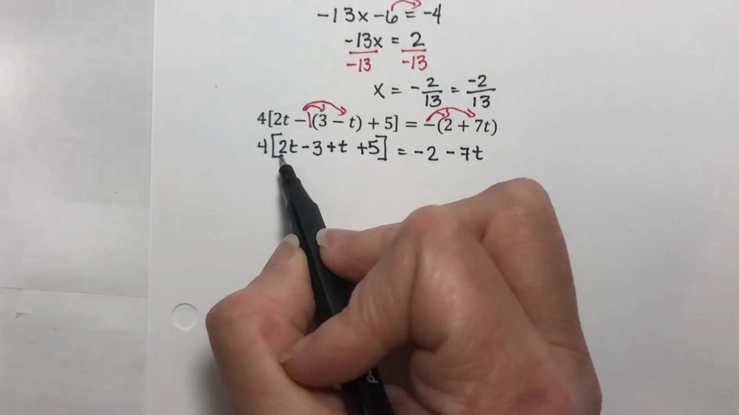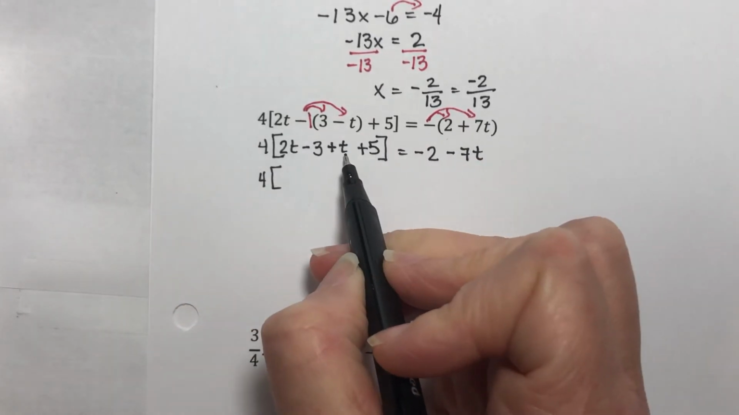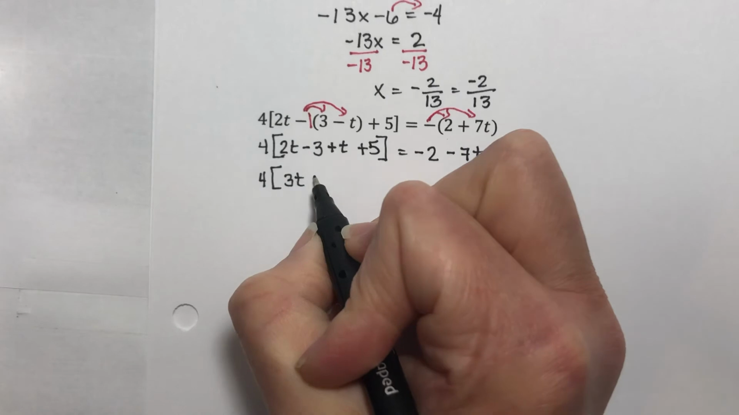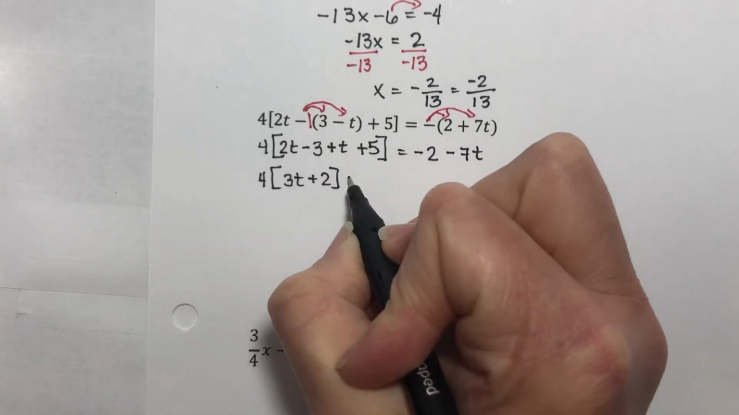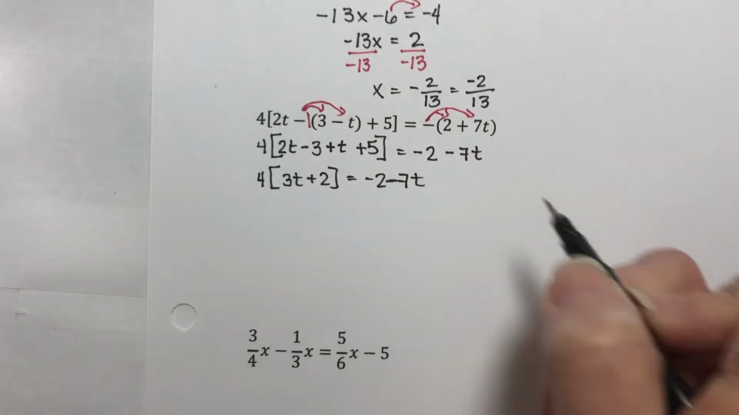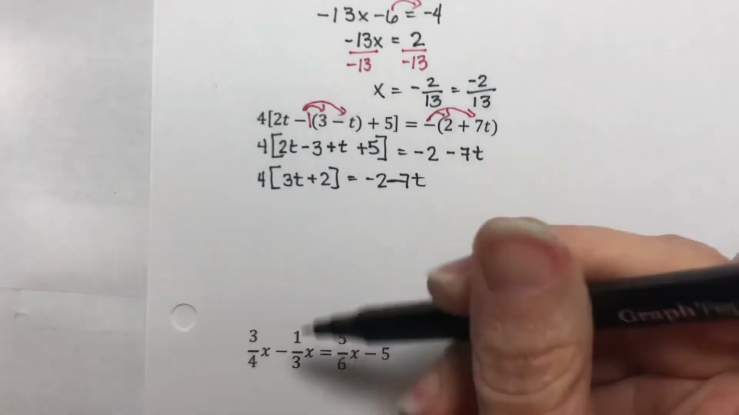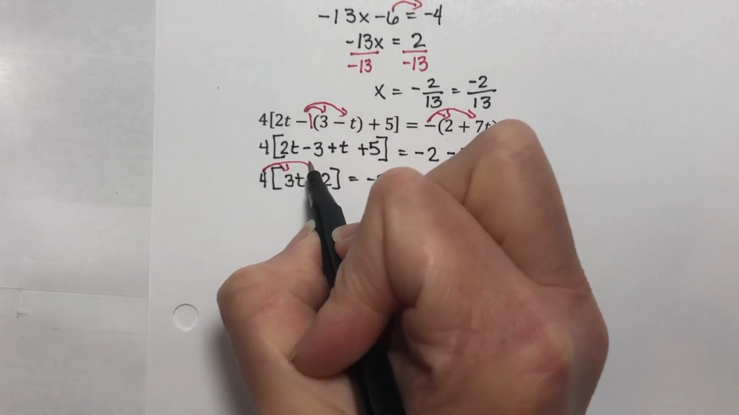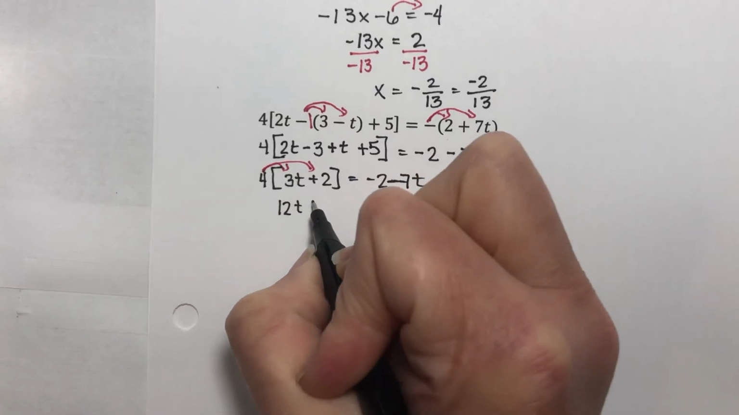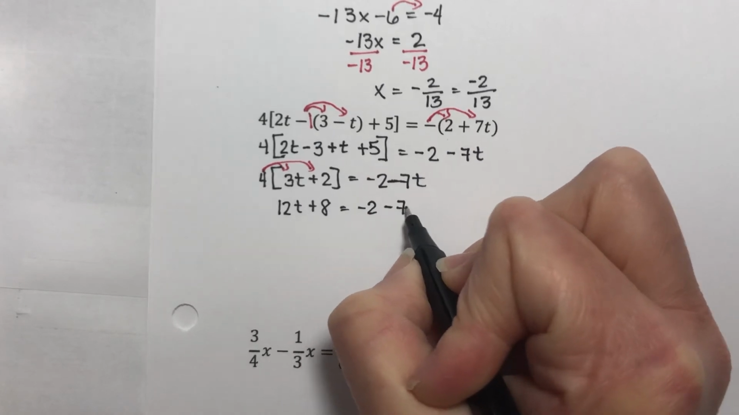Now let's simplify inside here. I still have this 4 times 2t plus t, which would be 3t. And then negative 3 plus 5 is positive 2, equal to negative 2 minus 7t. Now these brackets are the same as parentheses, so I'm going to distribute that 4 through there, which gives me 12t plus 8 is equal to negative 2 minus 7t.